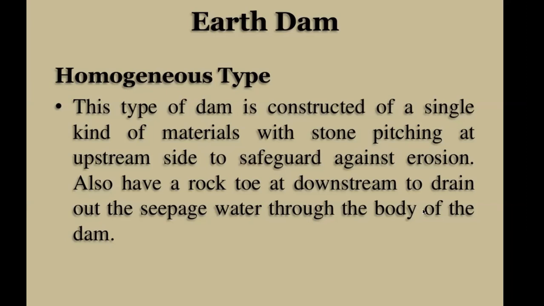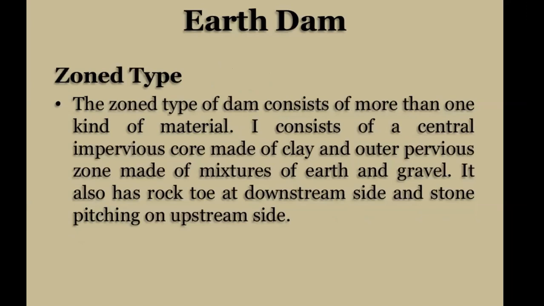Then the second type is the zoned type. Basically, a zone type of dam consists of more than one kind of material, means it is of composite materials. It consists of a central impervious core, that is, the central structure is impervious, made up of clay, and an outer pervious zone that is a mixture of earth and gravel. It has a rock toe at the downstream side and stone pitching on the upstream side.